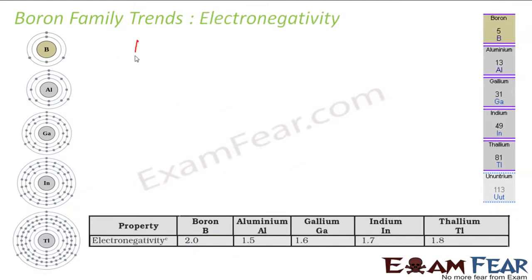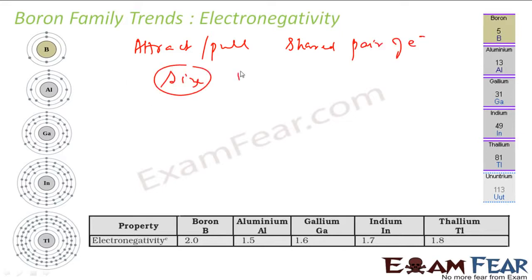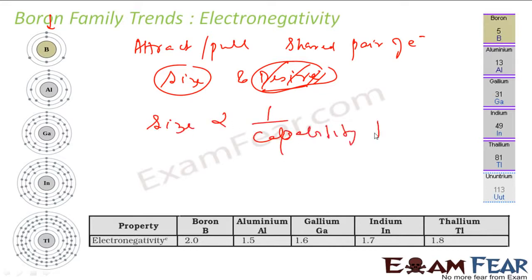Let's talk about the electronegativity now. Electronegativity is the tendency to attract or pull a shared pair of electrons. This depends on size and desire, right? The capability and desire. As far as desire is concerned, the desire is the same because the outermost electron configuration is the same in a particular group, so we'll not talk about desire here. But as far as the capability, the size or effective nuclear charge is concerned, it varies. If you go down the group, the size increases, and size is inversely proportional to the capability to attract electrons. Hope you understand this. So the size is increasing, the capability to attract electrons decreases, and thus if you go down, the electronegativity decreases.